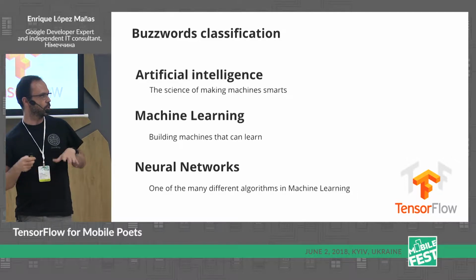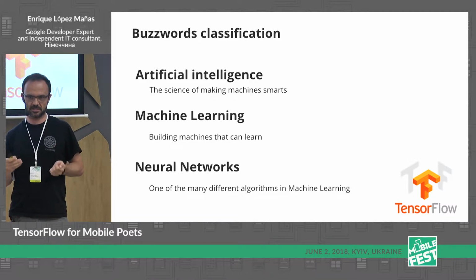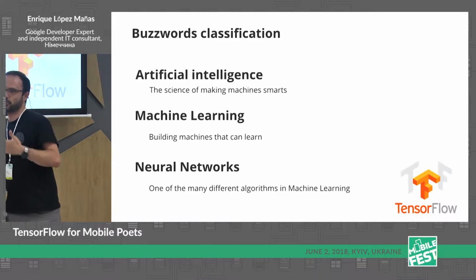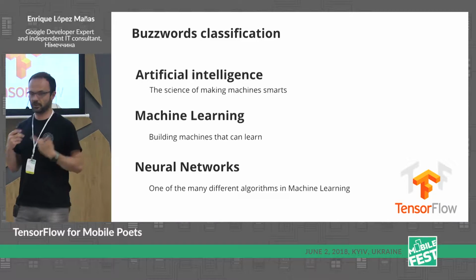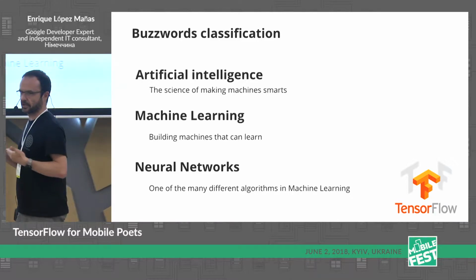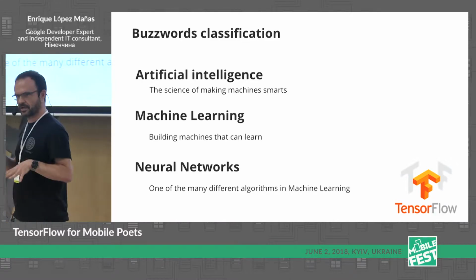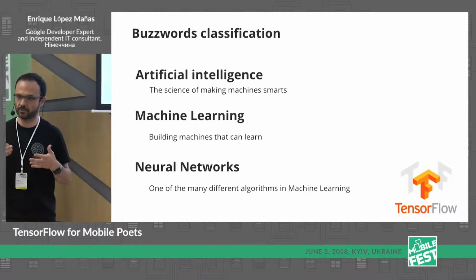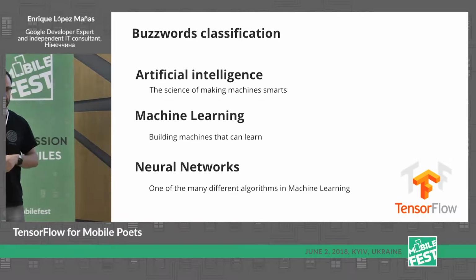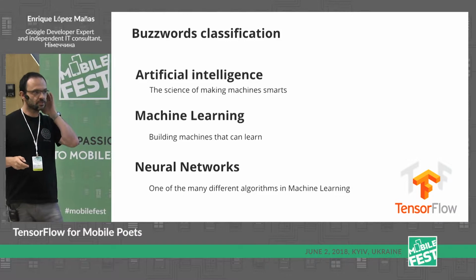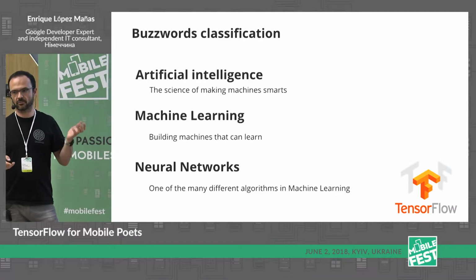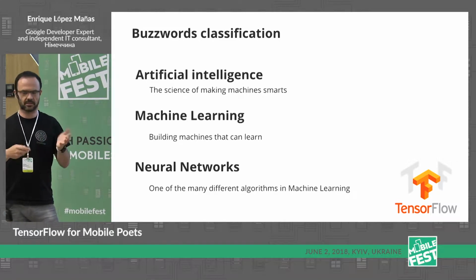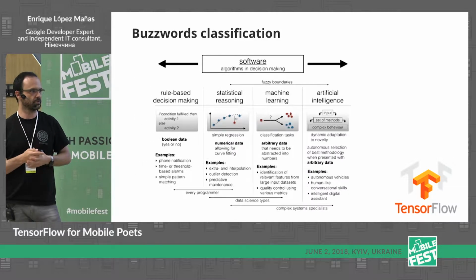Machine learning would be the art of building machines that actually can learn. You don't program them for all the possible inputs. They start learning by themselves. There can be different types, like supervised learning or unsupervised learning. And neural networks is one of the different algorithms that we use in machine learning. Neural networks also have different types, like convolutional, etc., but right now I think we can keep it simple.